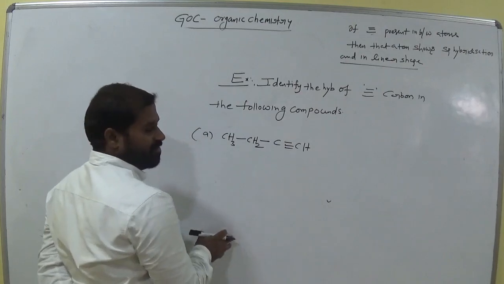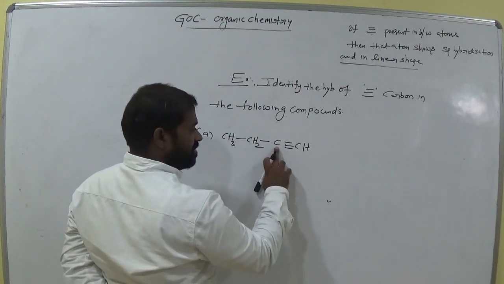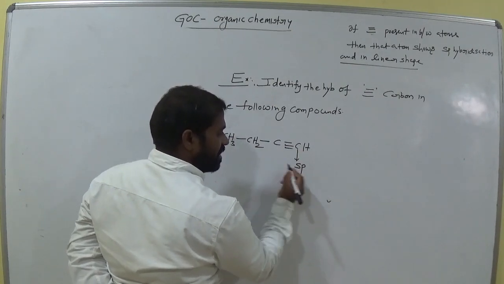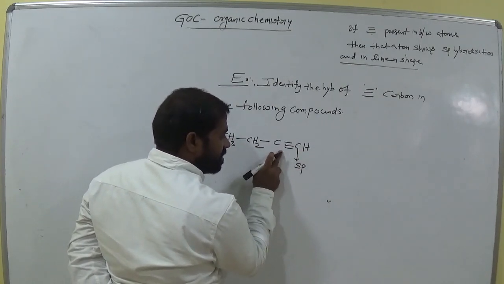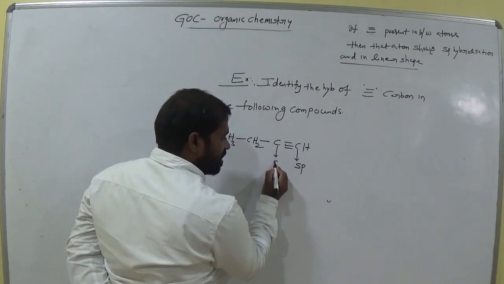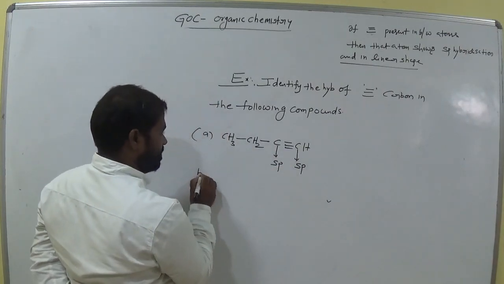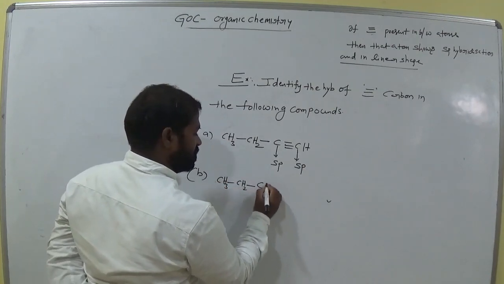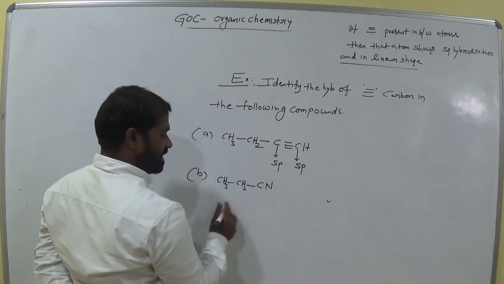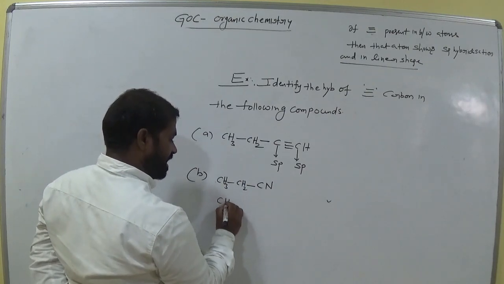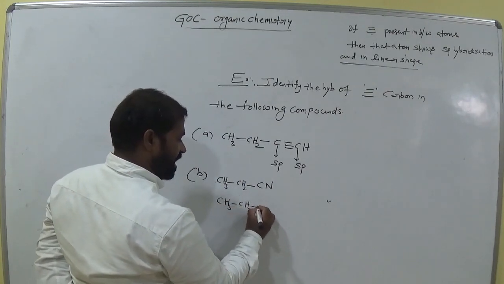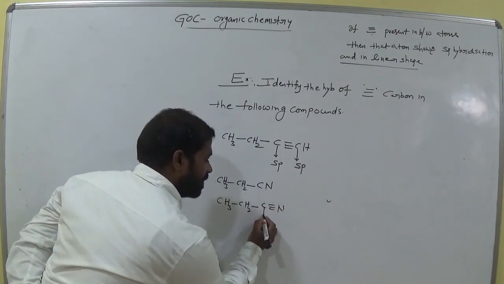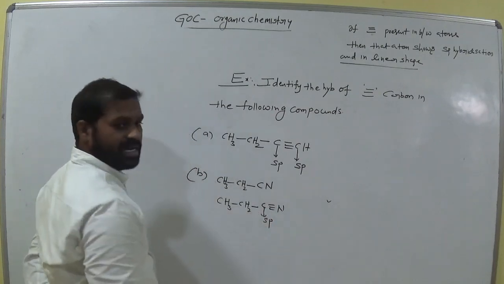Only the triple bonded carbon. Where is the triple bond present? Here, in between these two carbons. Then the hybridization of this carbon is sp. The carbon where a triple bond is there is also in sp hybridization. Okay, clear? Now CH3, CH2, CN, cyanide. CN means cyanide. The structure of cyanide is CH3, CH2, C triple bond N. Now a triple bond is there. What is the hybridization of this carbon? sp. Clear, all of you?